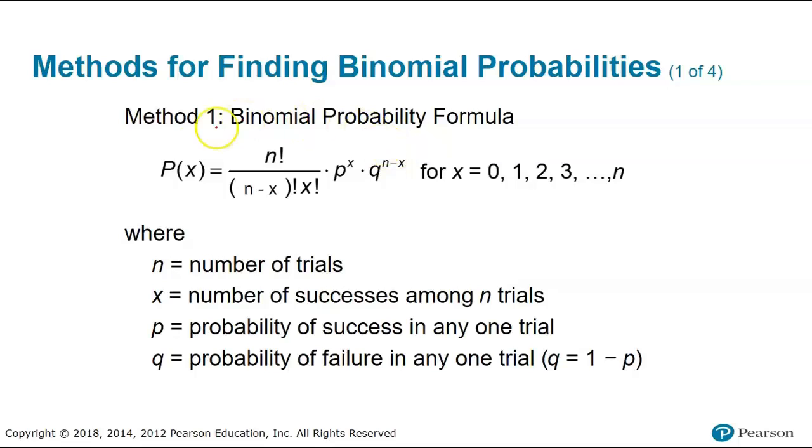I do want to show you the formula for one example here so that you understand how beneficial the calculator is. You can see here that P of X is n factorial. For those of you not familiar with n factorial, if I had 3 factorial, that's going to be 3 times 2 times 1, and so forth. So we've got our n and our x. We've got another x factorial here. Then we've got p to the x and q to the n minus x. So a lot going on in this formula.